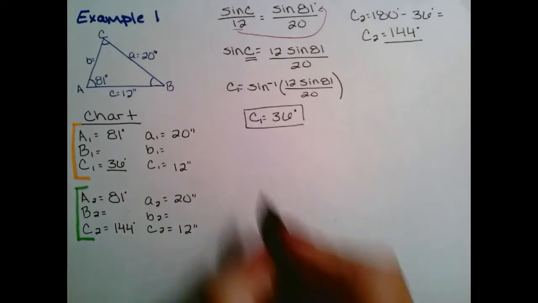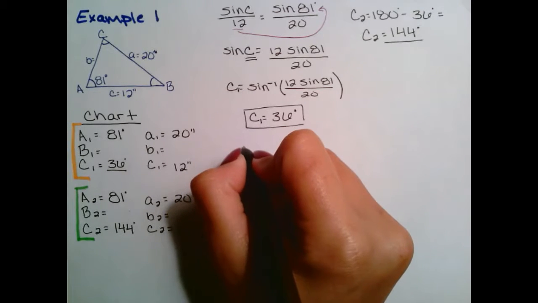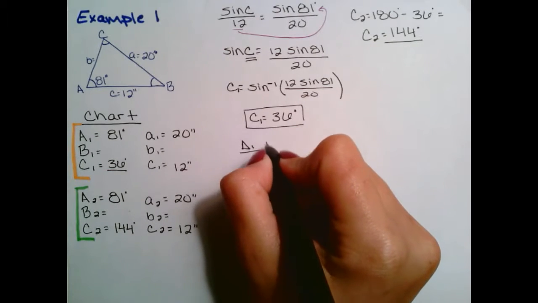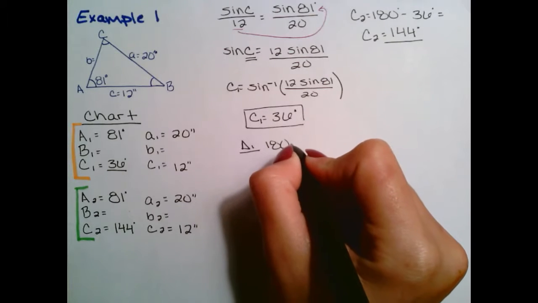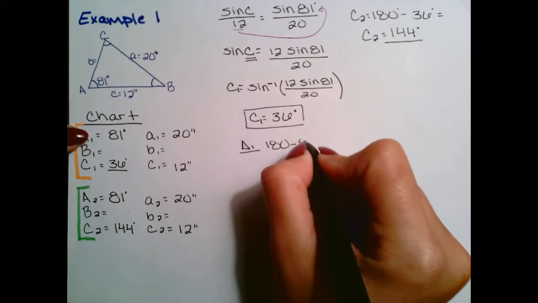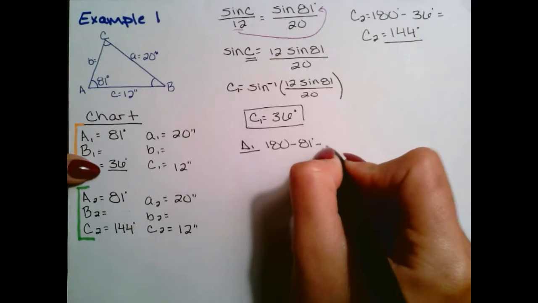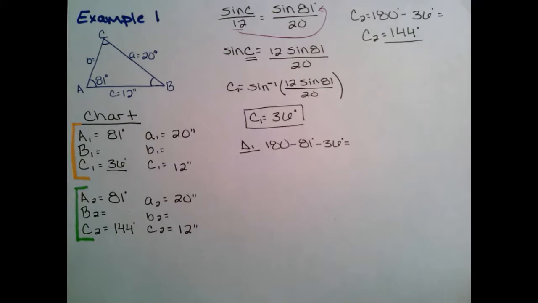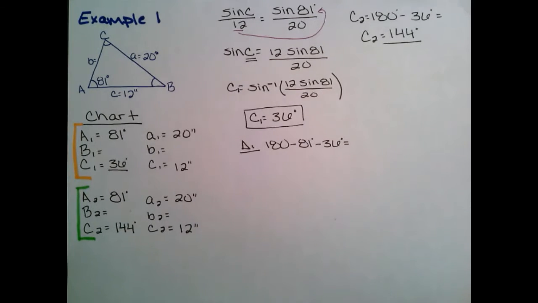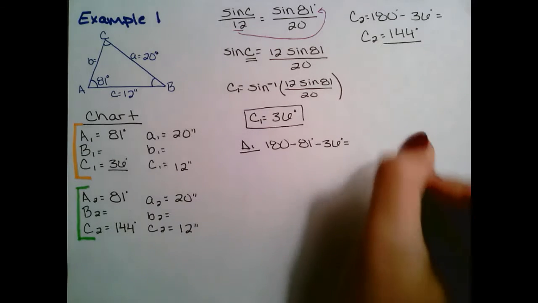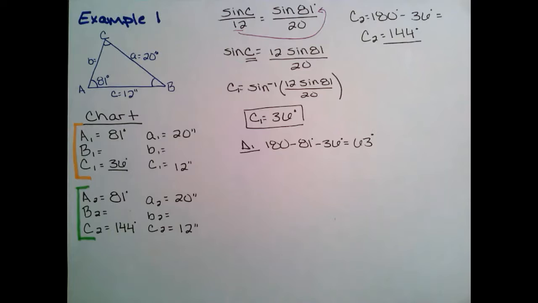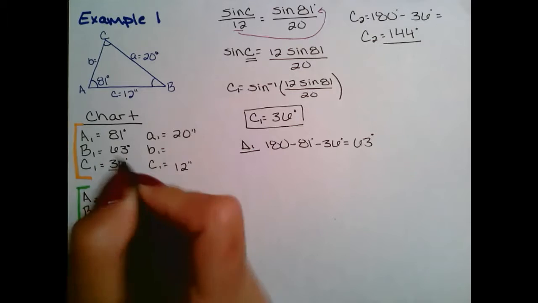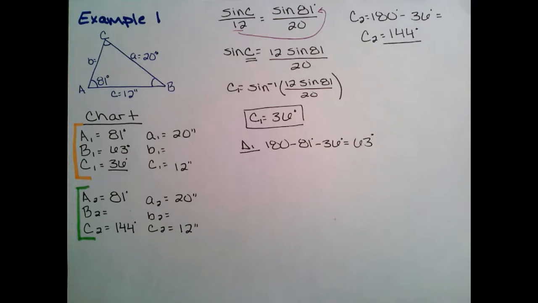Okay, so let's set up here for triangle 1. I'm going to say 180 minus, we have 81 degrees minus 36 degrees. All right, this gives us 63 degrees. And we can go ahead and plug that in. That did not give us a negative number, so we know for sure that triangle 1 will work. Okay?